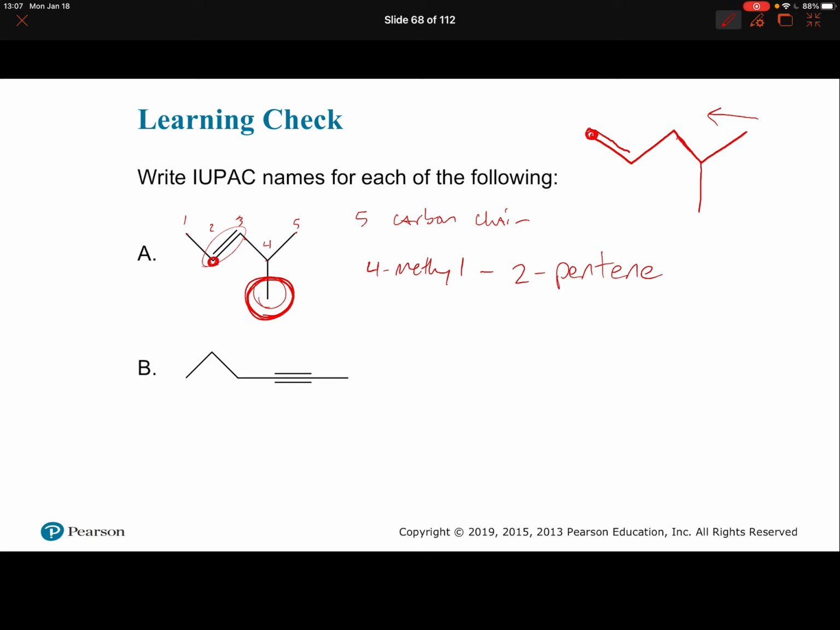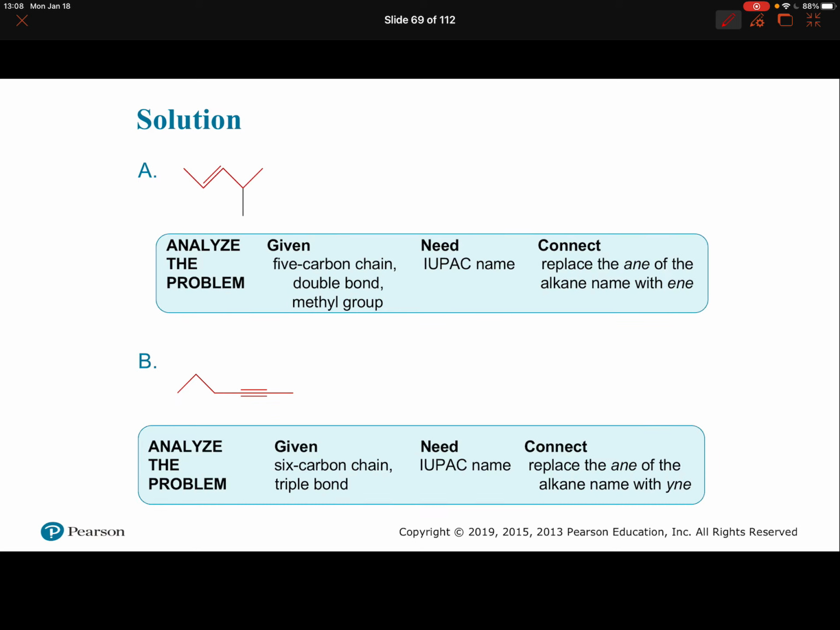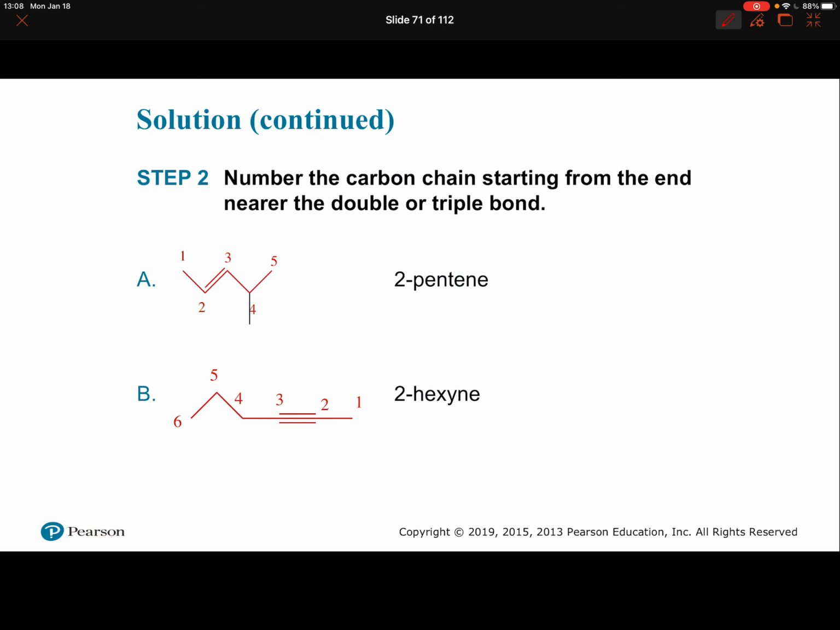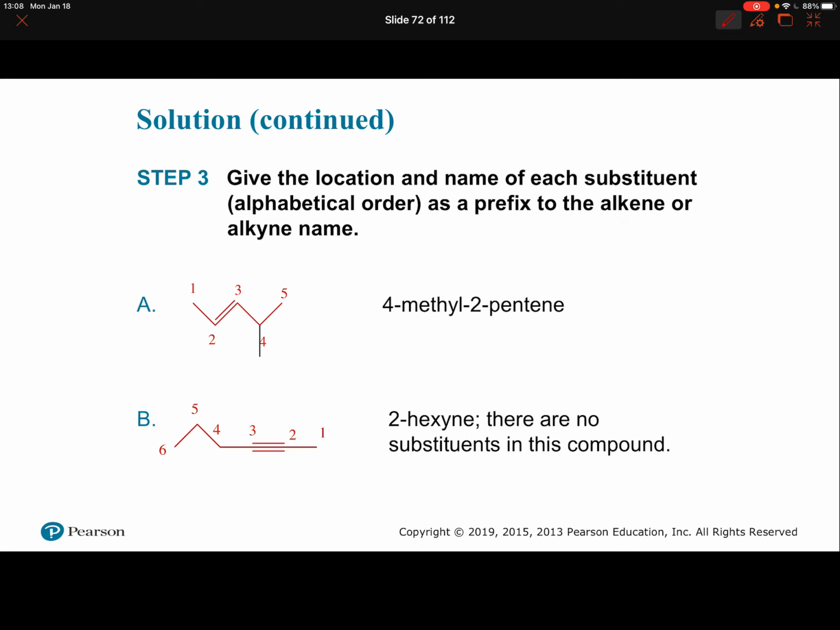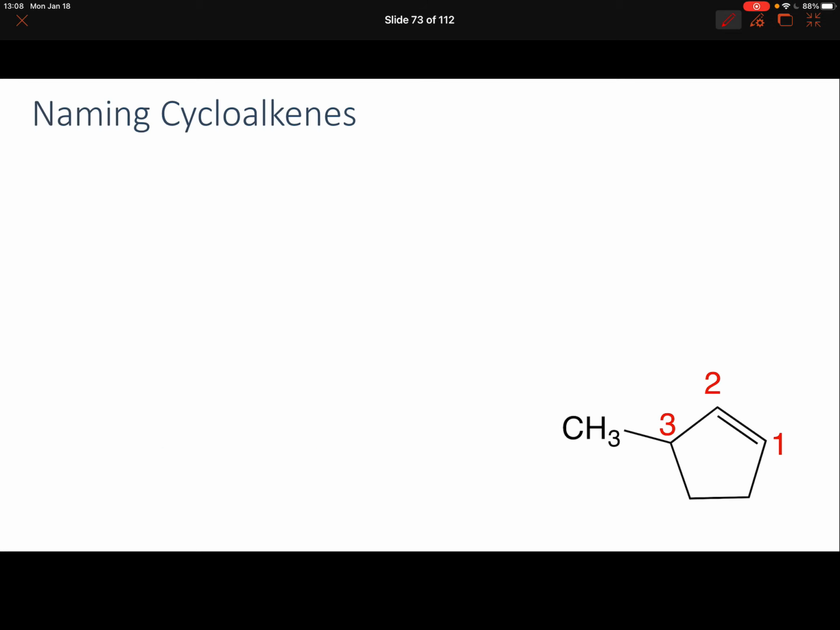Let's see. 1, 2, 3, 4, 5, 6. So this is a hexane or a hexyne. We know it's a hexyne because there's a triple bond. It's on the number 2, so this is 2-hexyne, and it doesn't look like it has any substituents on it, so that's good. Now I did let this one have the worked out bits on it if you wanted to go over that on your own.